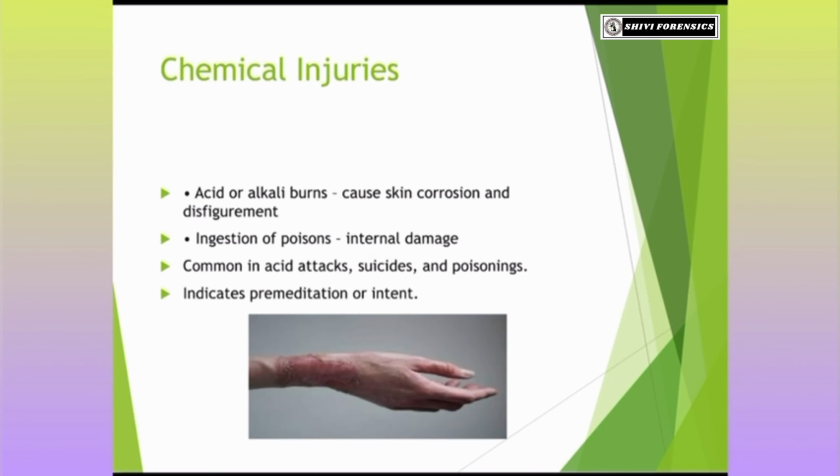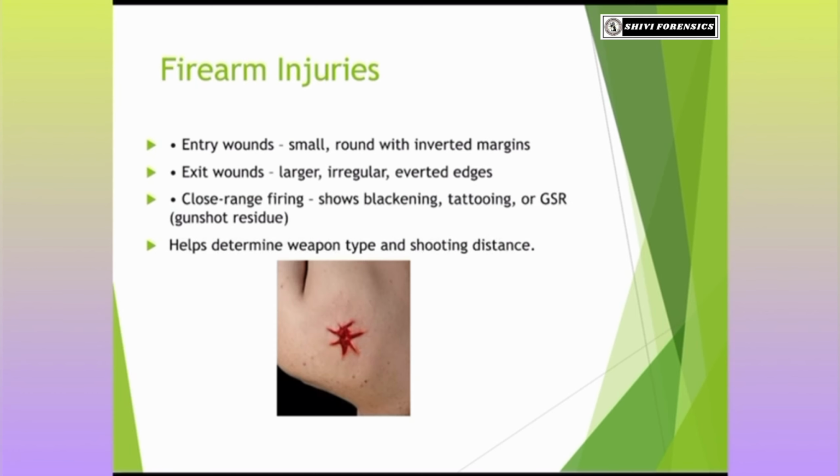Chemical injuries: acids or alkalis cause skin corrosion and disfigurement. Ingestion of poisons causes internal damage. Common in acid attacks, suicides, and poisoning, they indicate premeditation or intent. Next one is firearm injuries.